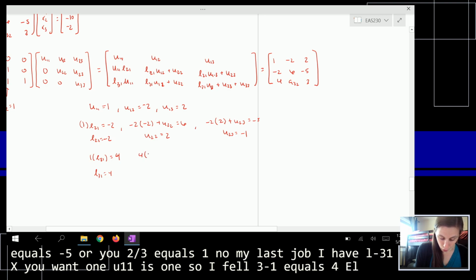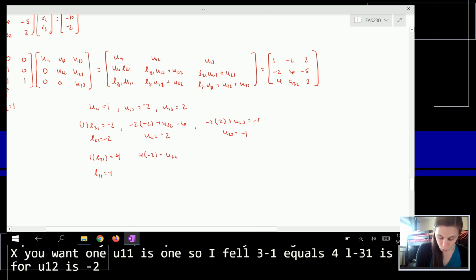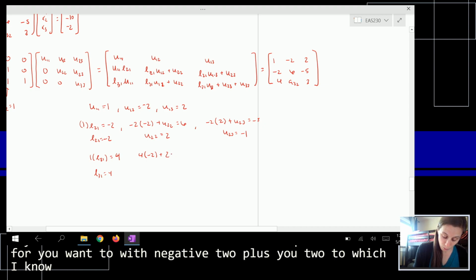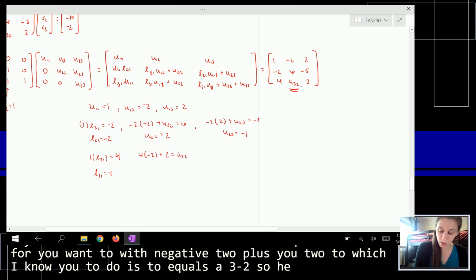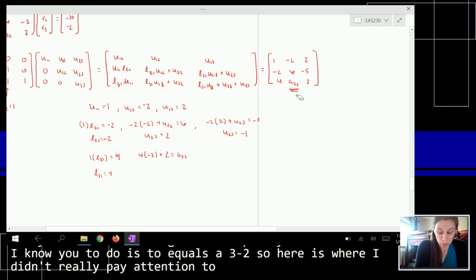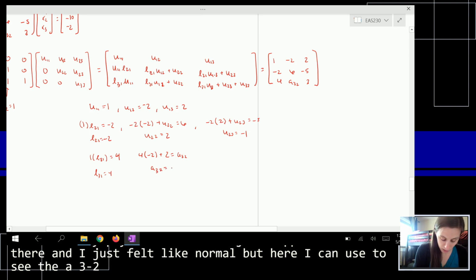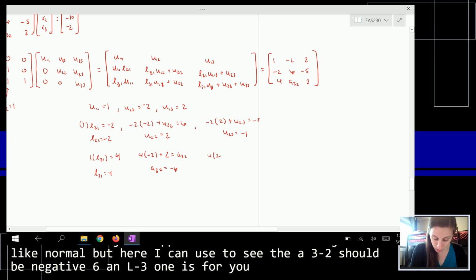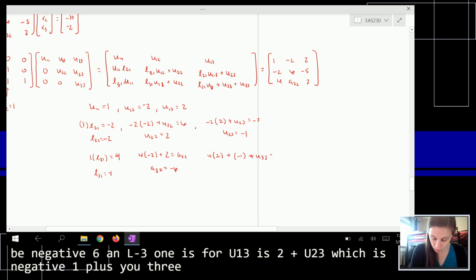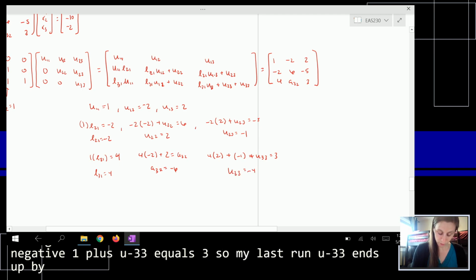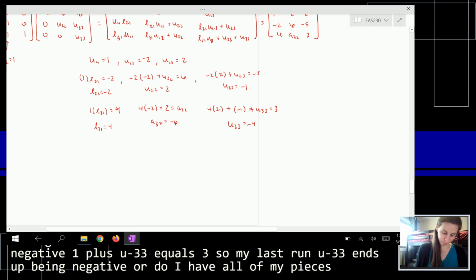L31 is 4. U12 is -2 plus U22, which I know what U22 is. It's 2, equals A32. So here is where I didn't really pay attention to A. It just happened to be there, and I just solved like normal. But here I can easily see that A32 should be -6. And then L31 is 4, U13 is 2, plus U23, which is -1, plus U33 equals 3. So my last one, U33, ends up being -4.